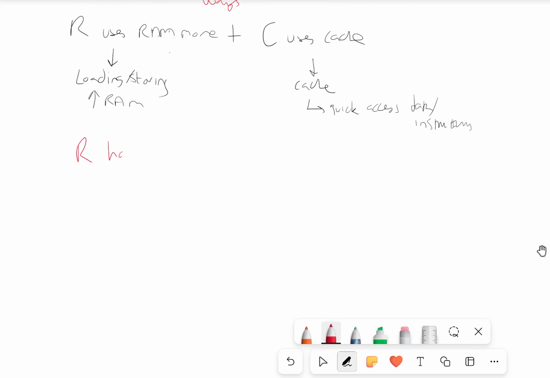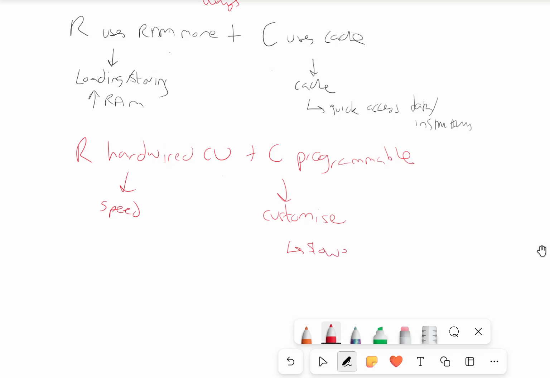RISC, hardwired control unit, and CISC, programmable. This is ideal for speed because it's been programmed to deal efficiently with what it needs to deal with. CISC, on the other hand, we can customize to the tasks, the instruction sets we're going to be using, etc. But it could be slower. This has got one job only. It does it well.